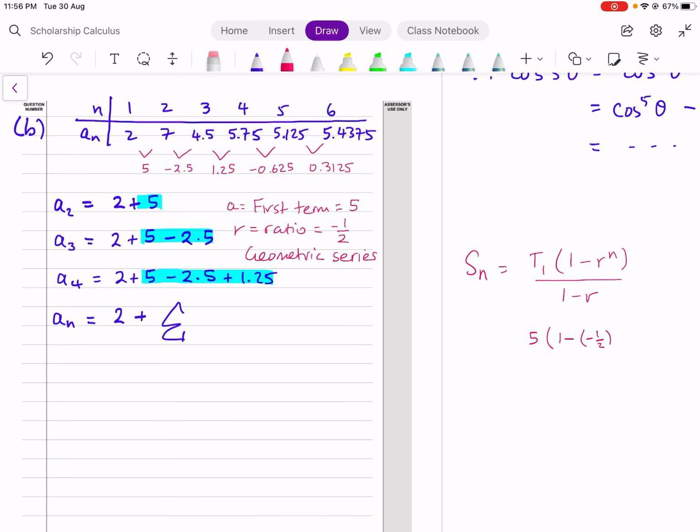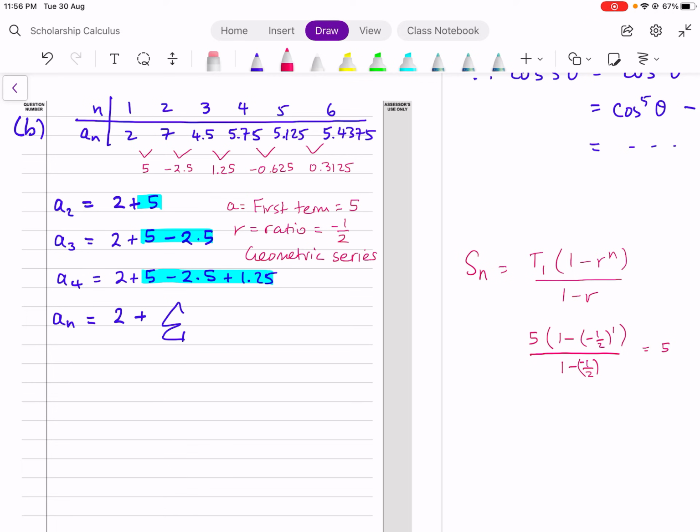So let's just see what happens for this formula if I put in n equals 1. Oopsies, it's 1 minus -1/2. Okay, so I've just put in n equals 1. Let's see what we get. 5 times 1 minus -1/2 divided by 1 plus 1/2. That comes out as 5. Okay, which is exactly what we wanted for that first sum.